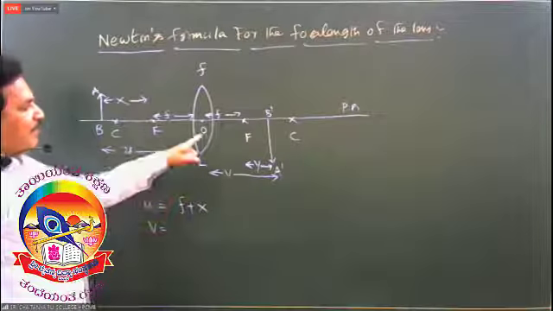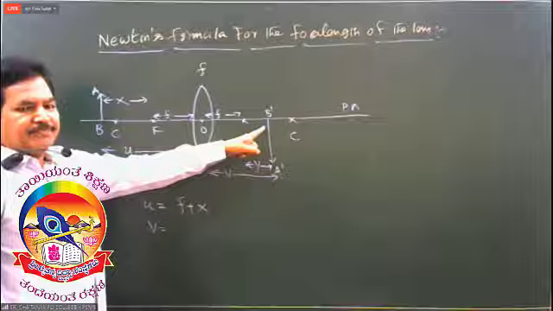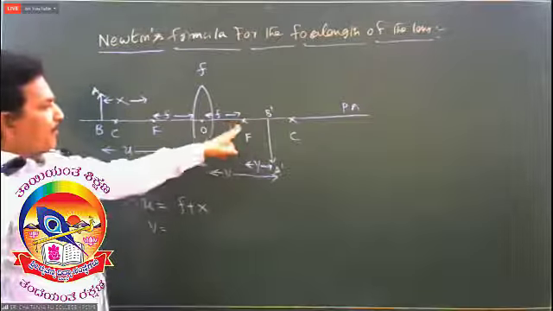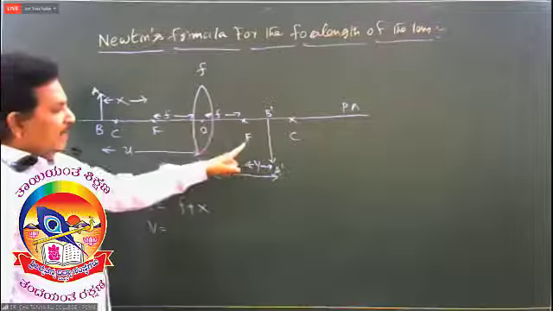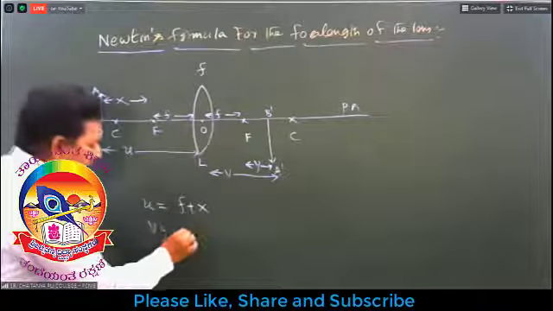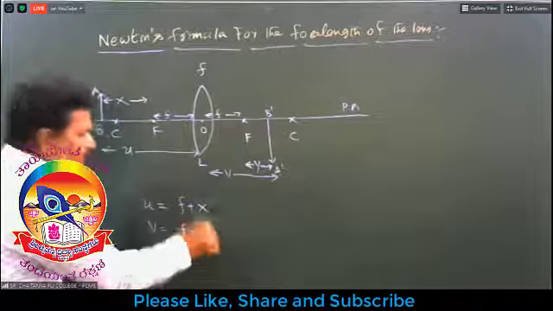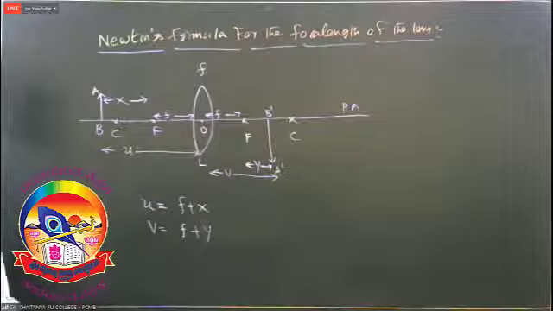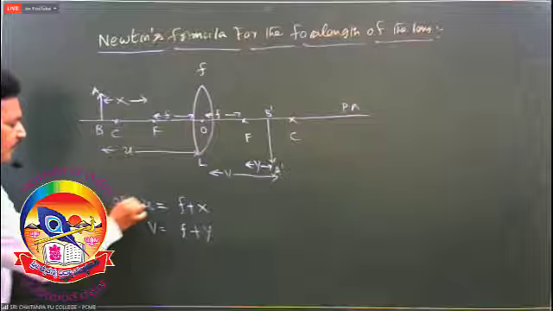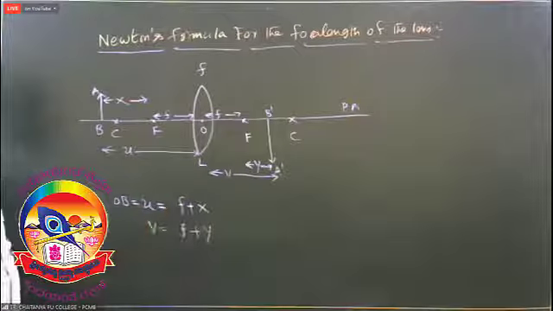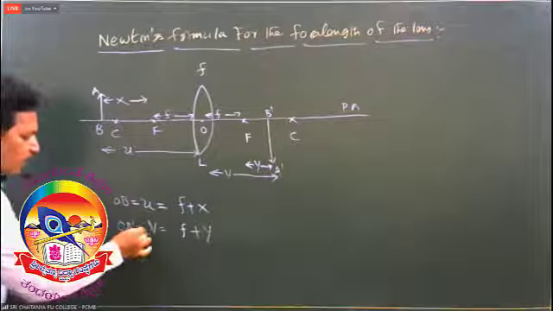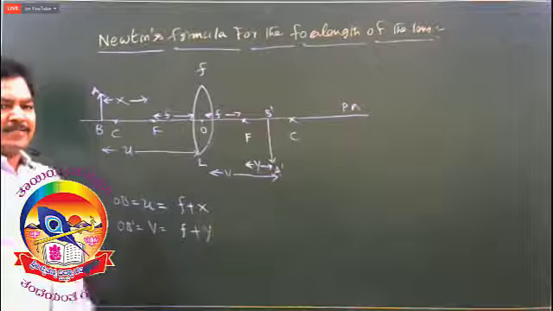v is equal to what? So v means from where to where? O to B dash. O to F is small f. F to B dash is y. So v is equal to f plus y. So the object distance OB is u is equal to f plus x. The image distance O to B dash is v is equal to f plus y.